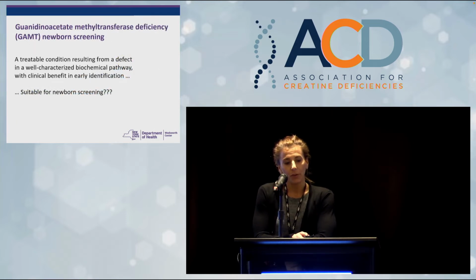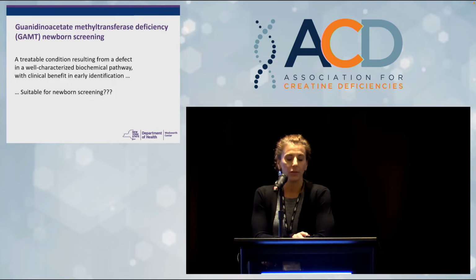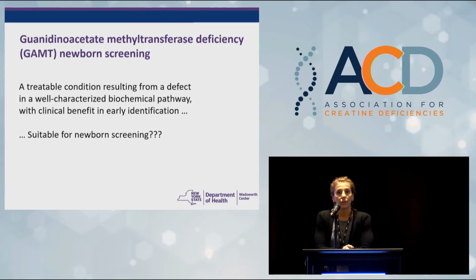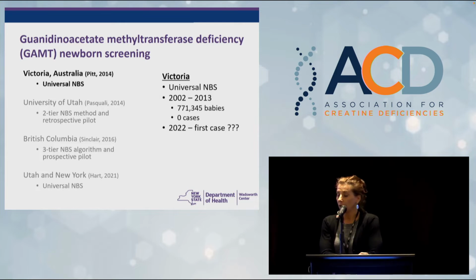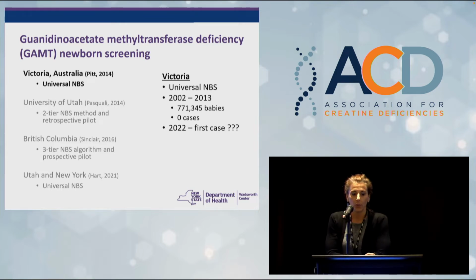GAMT deficiency is a treatable condition resulting from a defect in a well-characterized biochemical pathway. There's clinical benefit in early identification, and so that to us says this could be a good condition for newborn screening. There's been quite a bit of work done on this, as Dr. Pasquale alluded to earlier. Newborn screening for GAMT deficiency was actually started in Australia about 20 years ago, and it's gotten very little attention.